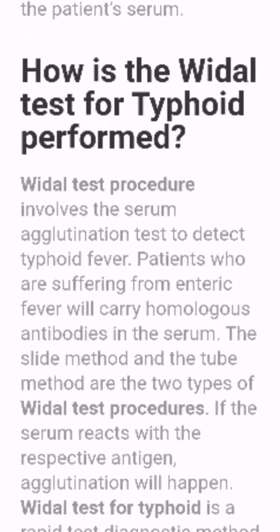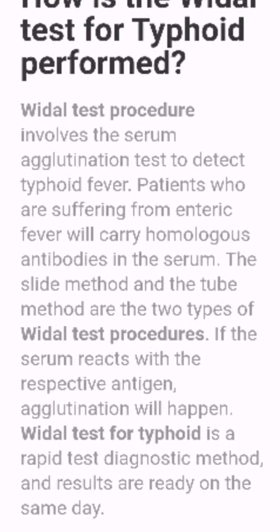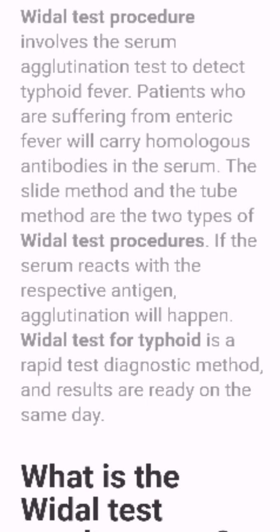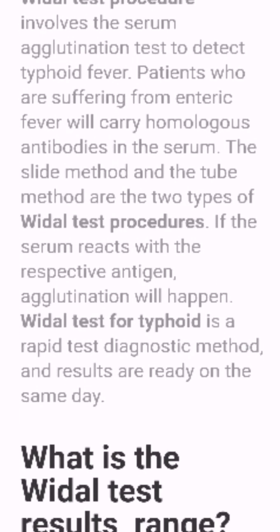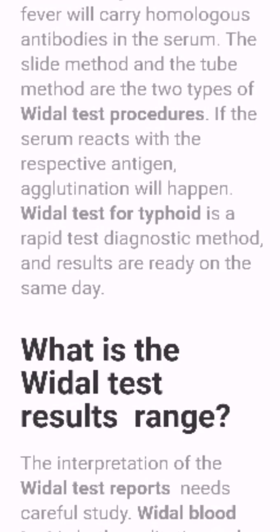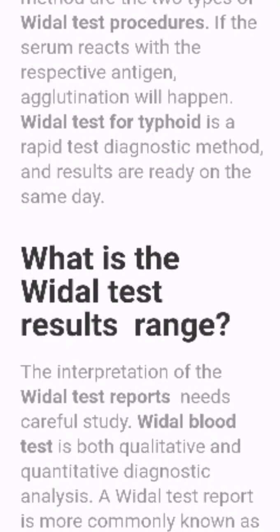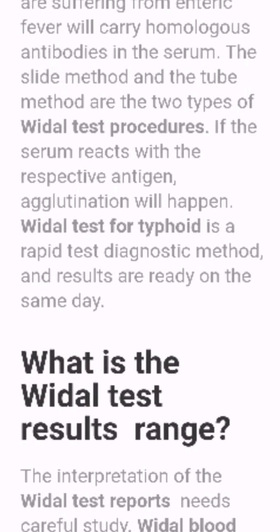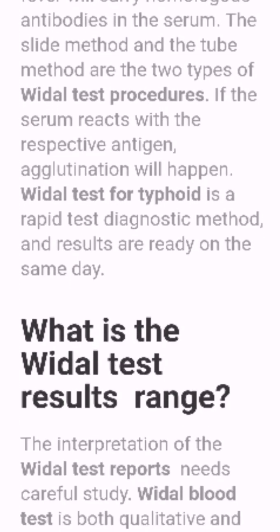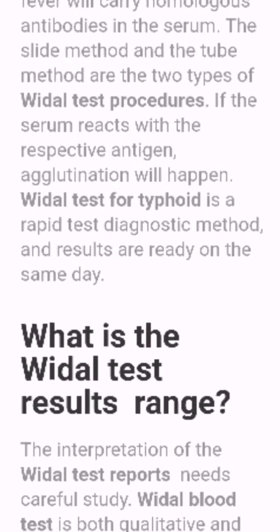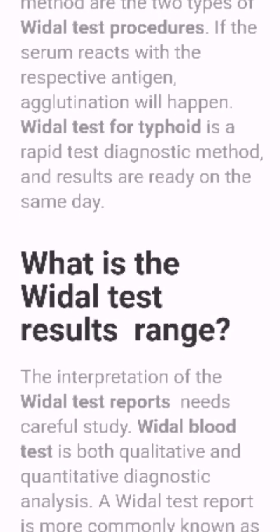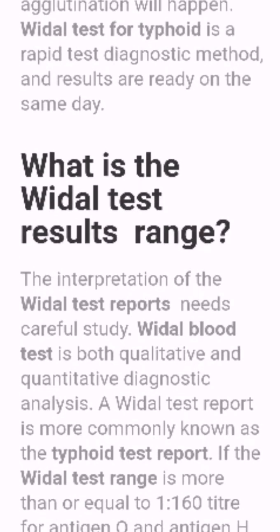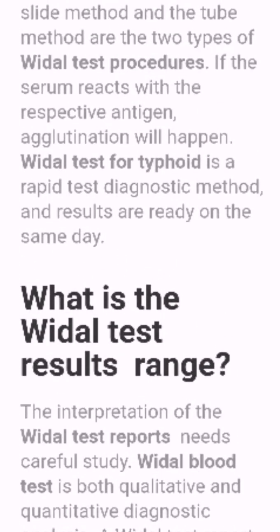How is the Widal test for typhoid performed? The Widal test procedure involves a serum agglutination test to detect typhoid fever. Patients suffering from enteric fever carry homologous antibodies in the serum. The slide method and the tube method are the two types of Widal test procedures. If the serum reacts with the respective antigen, agglutination will happen. The Widal test for typhoid is a rapid diagnostic method, and results are ready on the same day.